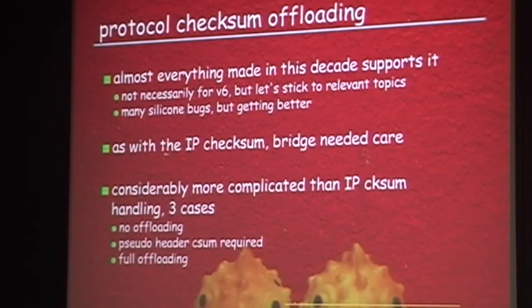As with the IP checksum, pretty much everything that's made in this decade supports it. Not necessarily 556, but that's irrelevant anyway. Unfortunately, there are many silicon bugs, like bugs in the hardware. We've seen the case where when you turned UDP and TCP checksum offloading on, the hardware would corrupt OSPF packets. Yes, specific prefixes would cause corruption. Yes, of course, the TCP UDP checksumming engine has no point even touching an OSPF packet. That's a different protocol. Hardware.